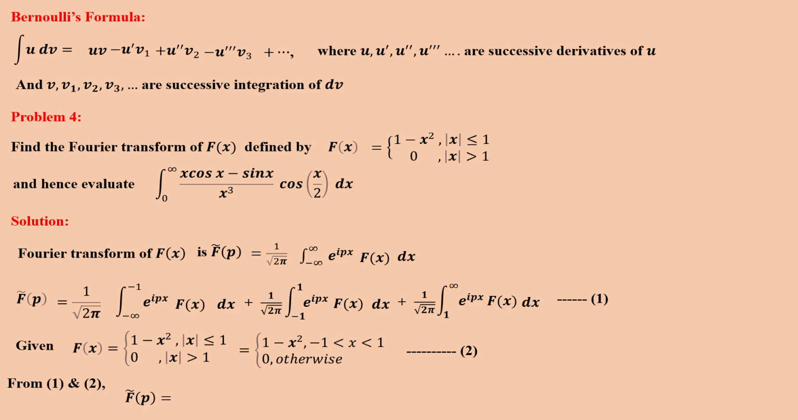From 1 and 2, f bar of p is equal to 1 by root 2 pi, the integral from minus infinity to minus 1 of e to the power i p x into 0 dx, plus 1 by root 2 pi, the integral from minus 1 to 1 of e to the power i p x, because we are substituting the value of capital F(x). F(x) has a value only in the interval minus 1 to 1. So in this integral, from minus 1 to 1, e to the power i p x, f(x) is 1 minus x squared, into dx. In the remaining integrals, f(x) is 0, plus 1 by root 2 pi, the integral from 1 to infinity of e to the power i p x, 0 into dx.